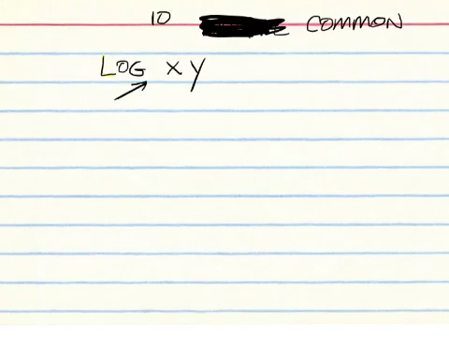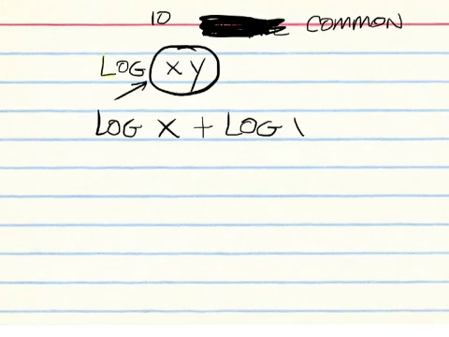But the purpose of this example is to break up log xy. Anytime you have two items multiplied together inside of a log, then you can break it up as log x plus log y. And that is it. That's all you can do to it.